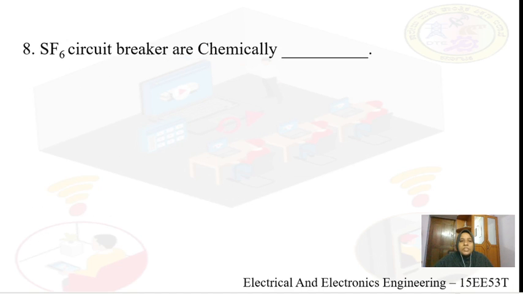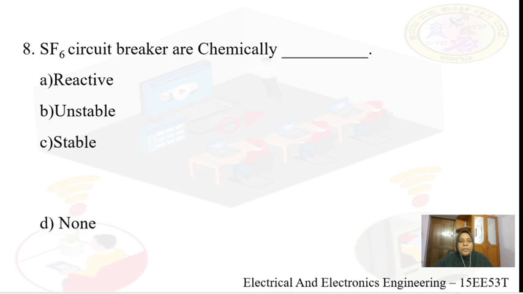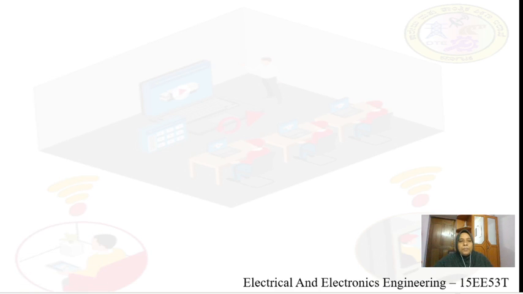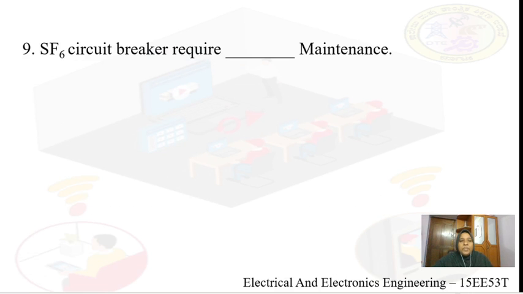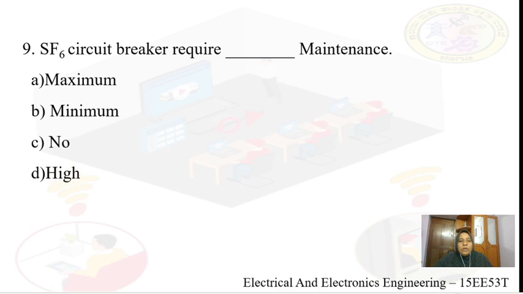SF6 circuit breakers are chemically: option A, reactive, unstable, stable, none. So they are stable because SF6 gas is a stable gas. So your answer is option C, stable. Coming to the next one. SF6 circuit breaker requires dash maintenance: maximum, minimum, no or high. So the answer is minimum. They require minimum maintenance because there is no carbon deposit and no burning of any medium. That is the reason they require minimum maintenance.